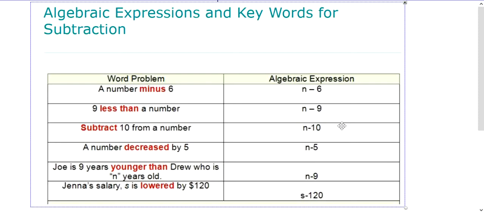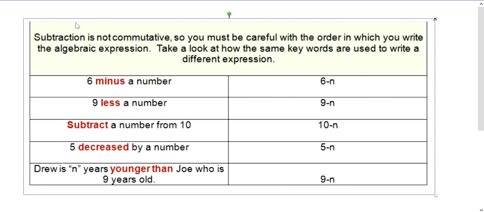Okay. All right, let's take a look at some where the number given comes first and the variable comes second. Here it says 6 minus a number. The number part, a number, is the variable. 6 minus a variable. 9 less a variable. So that a number is the variable. 9 minus n. Subtract a number or a variable from 10. 10 minus the variable. Okay? So again, make sure you record these so you can have them to look back at when you get ready to do some of your own expressions.